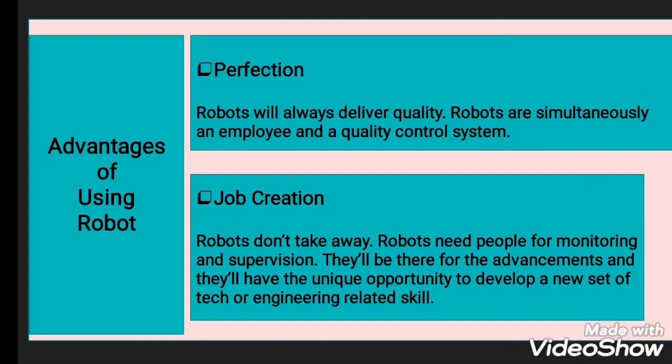Coming to the next point, perfection. As human beings, we try to work perfectly, but a robot can work more perfectly because you set up the program, and it will not make mistakes. A robot will always deliver quality. Robots are simultaneously an employee and a quality control system. Yes, that's quality work. The work we are using a robot for, it can do perfectly.